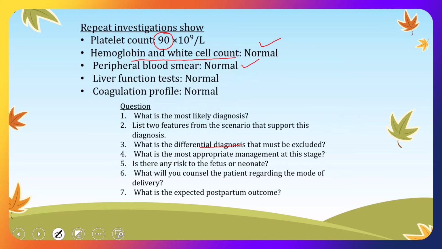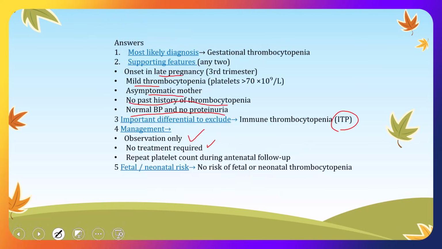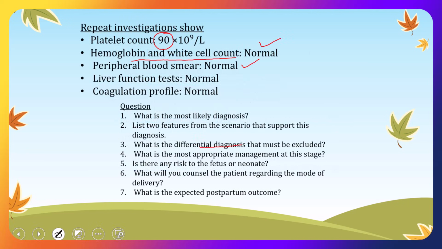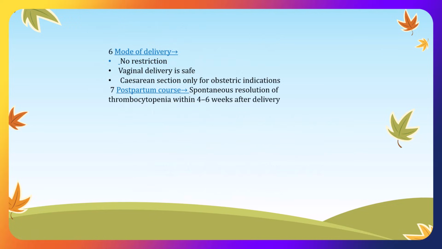The sixth question you can be asked is, what will you counsel the patient regarding the mode of delivery? The mode of delivery will be the same, and cesarean section is indicated only for obstetric indication. The last question you can be asked is, what is the expected postpartum outcome? And it is very easy. You can say that there is spontaneous resolution of gestational thrombocytopenia within 4 to 6 weeks after delivery. So I hope this question was easy to pick and easy to apply, because the things are in front of you and the topic seems easy for you people, inshallah.